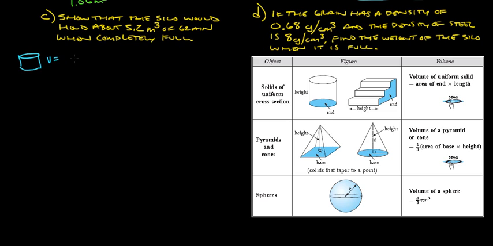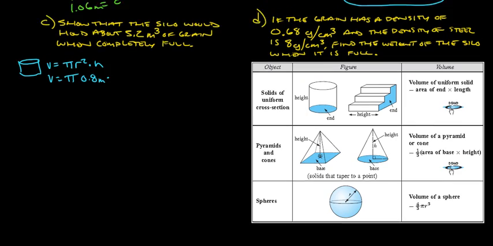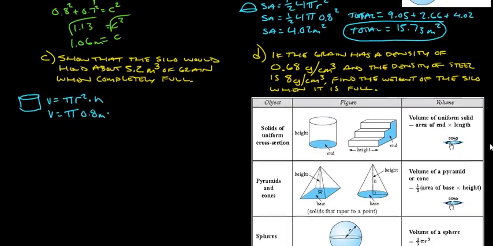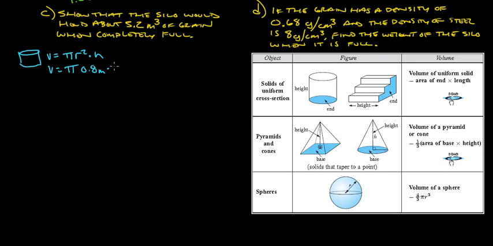The volume is going to equal the area of the end, which is pi r squared, and then we multiply it by the height. So in this case we have pi. We know that the radius was 0.8 meters, and then the height, let's double check here, the height here is 1.8 meters. Right, so 1.8 meters, and this 0.8 meters is squared.